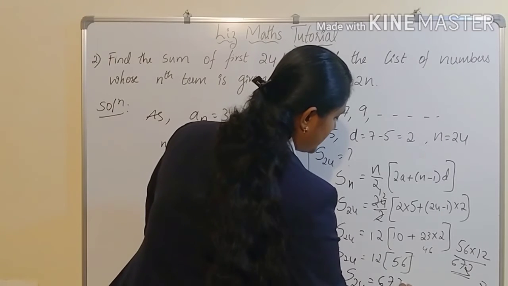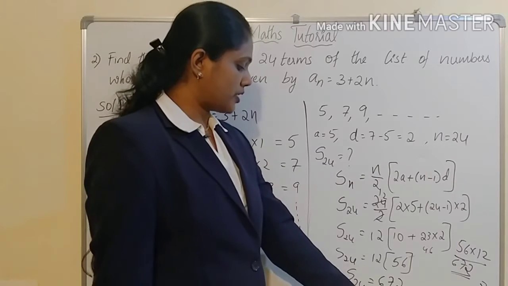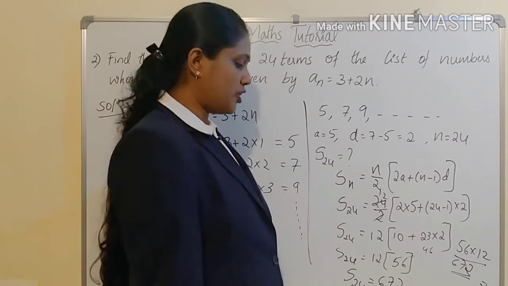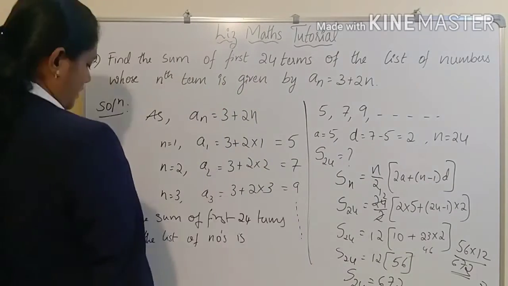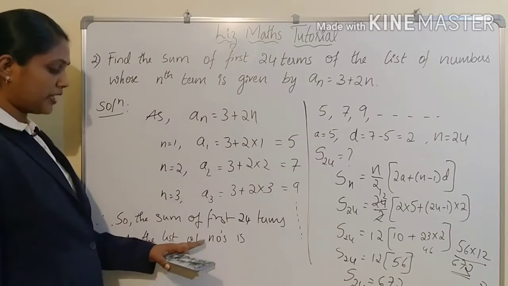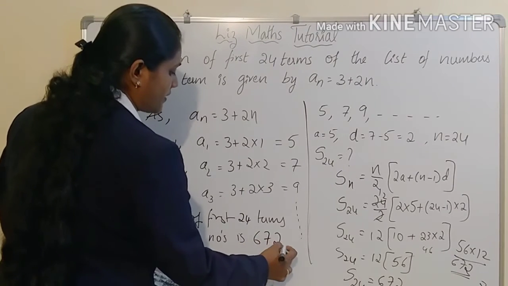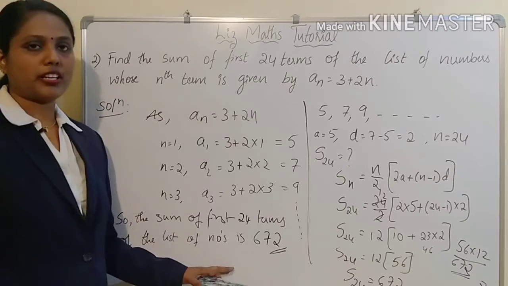terms, isn't it? So you have to write the conclusion as S24 is equal to 672. Therefore, the sum of the first 24 terms of the list of numbers is 672. You can write the conclusion like this.